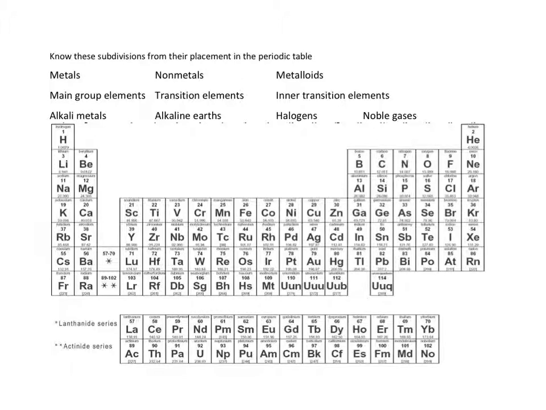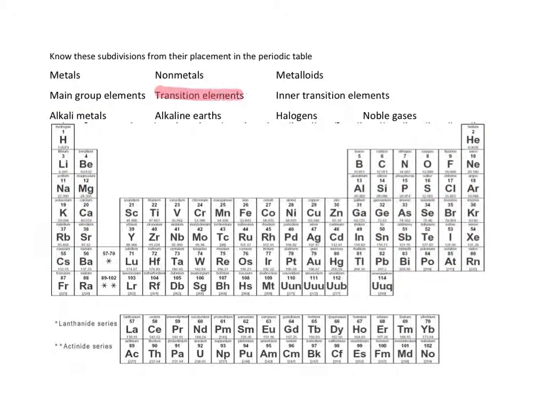The main group elements are those in the 8 main groups of the periodic table, which I'm indicating here: the 2 on the left and the 6 on the right. All of these elements are considered main group elements.